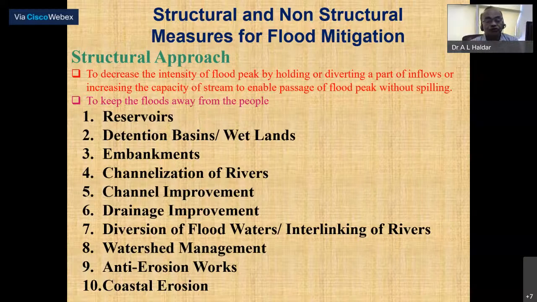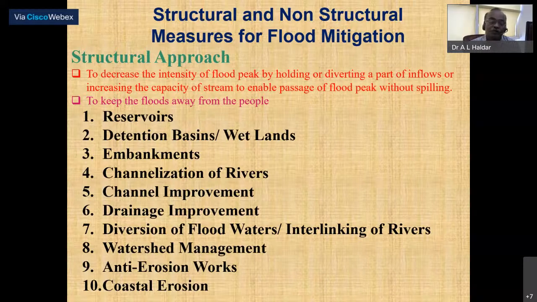And detention basins should be there, because wherever the depressions are, detention basins can be made in those areas. Sometimes the embankments, wherever the embankments are there, they should be strengthened in UP. The ministry is very much aware of them. So they are very much vigilant, and not a single embankment should be broken, so they are taking care.